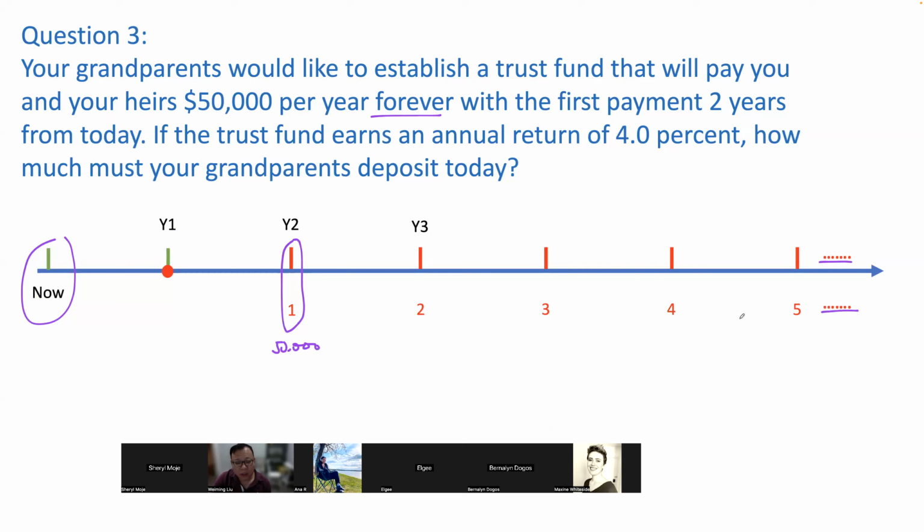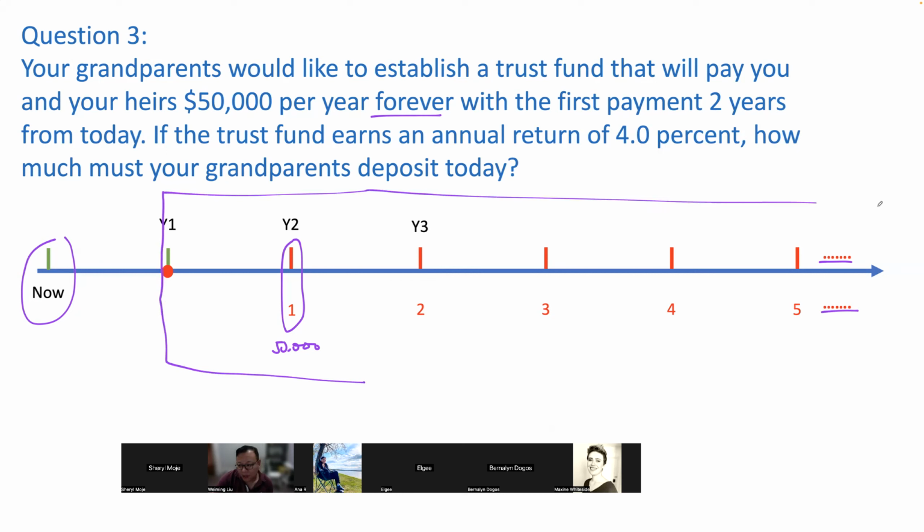Right? So what we want to do is figure out the present value of these cash flows, right? So if I take a look at this time frame starting from year 1 and going forever, I can easily calculate the present value for year 1 using the perpetuity formula, right? Using the perpetuity formula. So what is that?